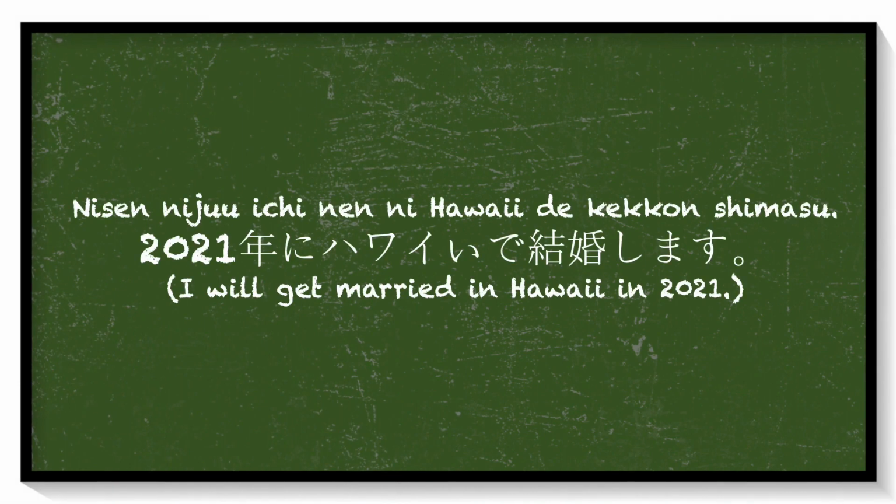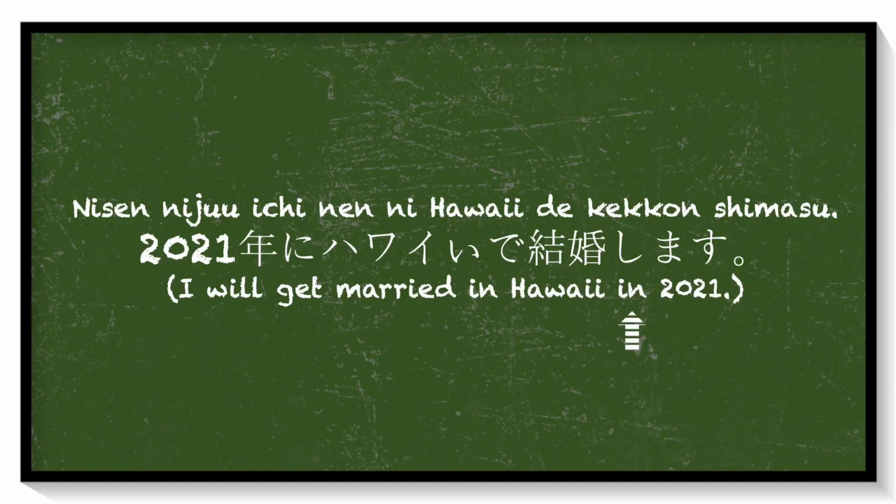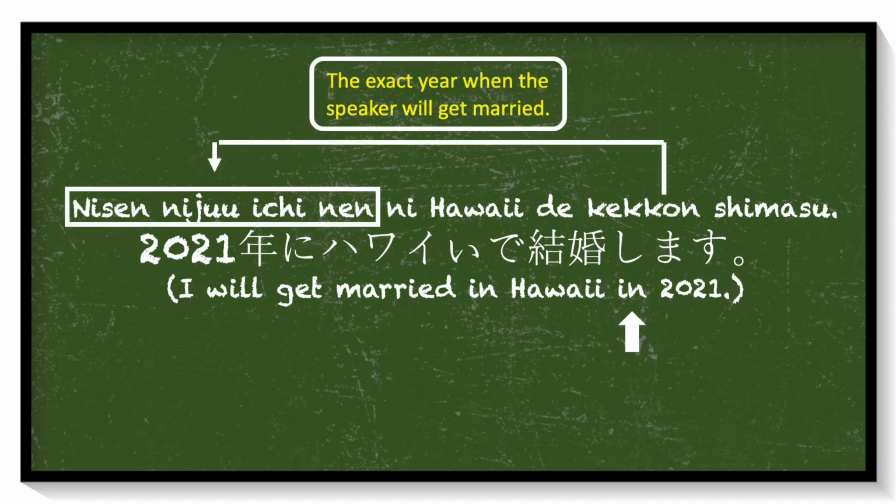Another example. 2021年にハワイで結婚します。 In this sentence, ni is translated as in, in English. And the item it followed indicates the year when he will get married.